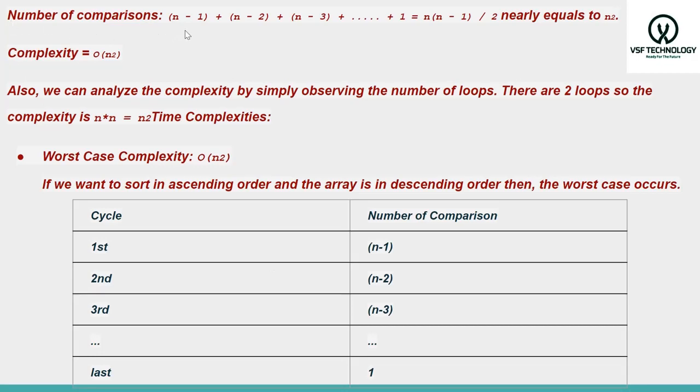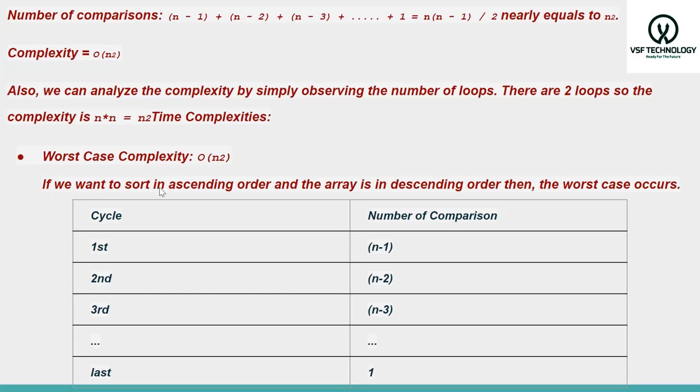The number of comparisons is (n-1) plus (n-2) plus (n-3) and in the same way plus 1, which is equal to n(n-1)/2, nearly equal to n². Complexity is O(n²). Also we can analyze the complexity by simply observing the number of loops. There are 2 loops, so the complexity is n into n, equal to n² time complexity. Worst case complexity is O(n²).